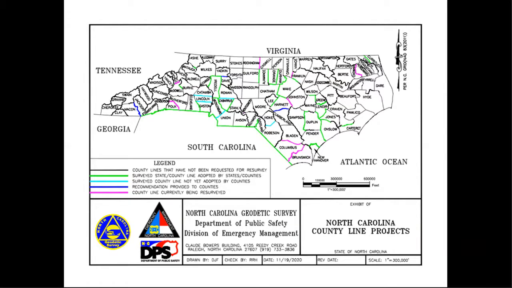The light blue counties are ones that we have worked on for survey work and are still in the process of working with the counties to adopt those. And then the pink color is the ones that we're currently working on. So you see there's a lot of county boundaries left to perform survey work and reestablish.